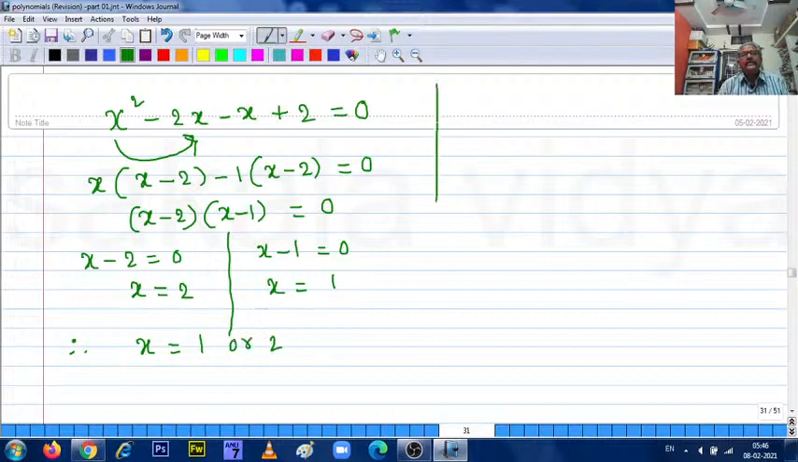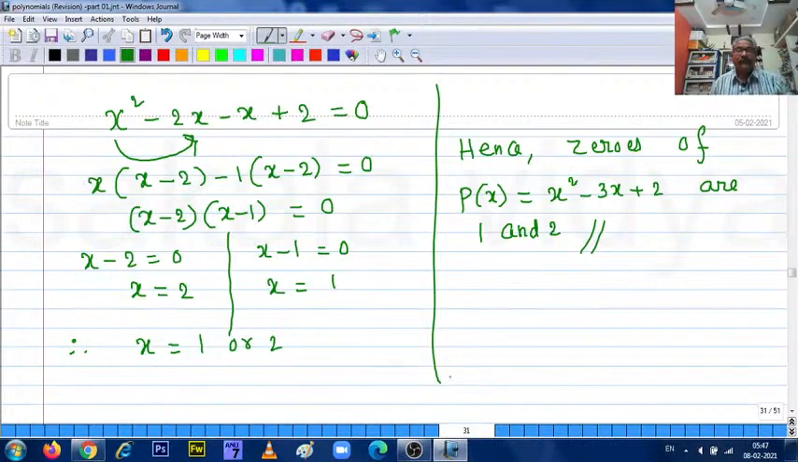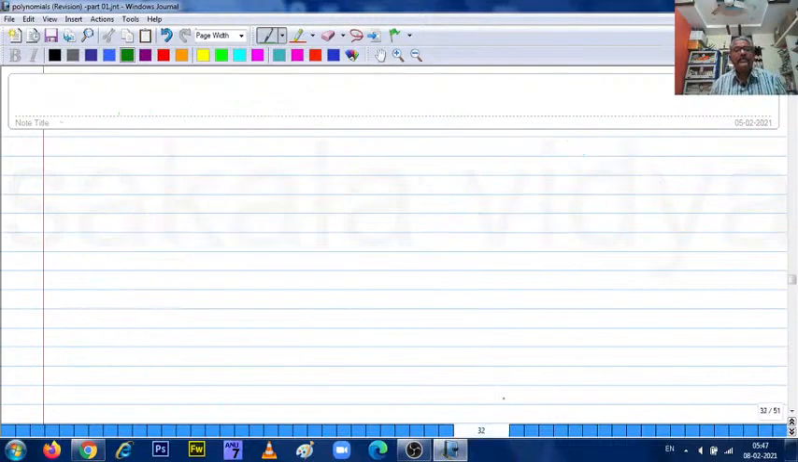So we can write like this. Hence, zeros of p of x equals x square minus 3x plus 2 are 1 and 2. This is the answer, the first answer. Shall I move to the second question? What is the second one?